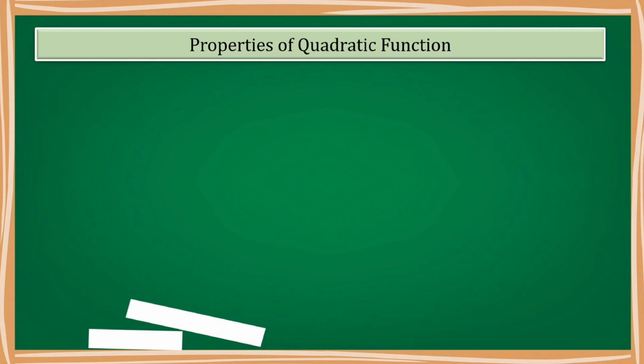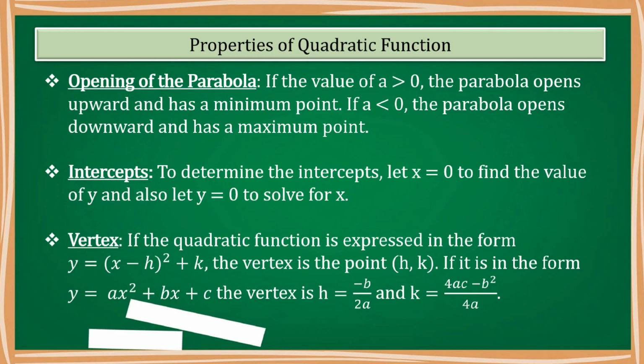Bago tayo makapag-solve and graph ng quadratic functions, dapat muna nating alamin yung iba't ibang properties ng quadratic function. The first property is the opening of the parabola. If the value of a is greater than 0, the parabola opens upward and has a minimum point. If a is less than 0, the parabola opens downward and has a maximum point.